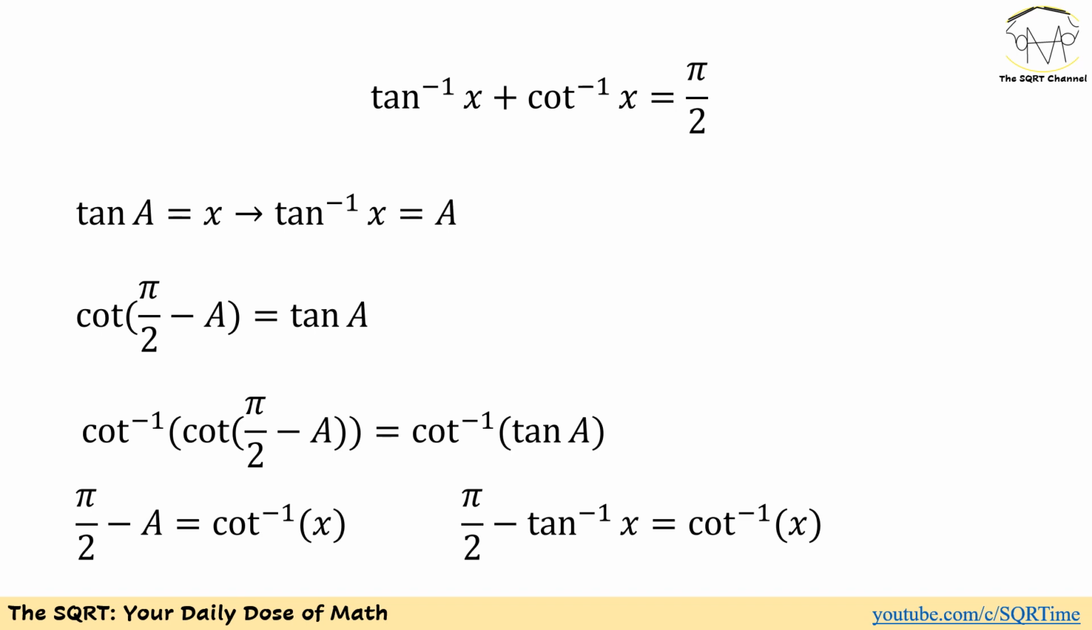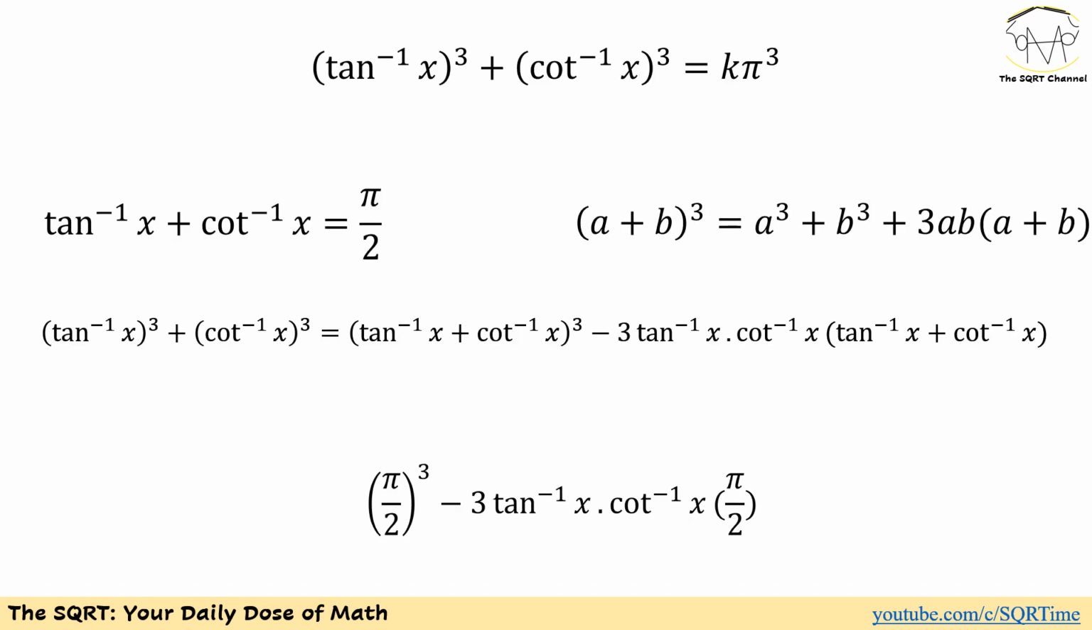Now, if we replace what we had for a, which was inverse tangent of x, then we are going to have inverse tangent of x plus inverse cotangent of x equals pi over 2. So that's something that we are going to use. Make sure that you memorize this identity for your test too.